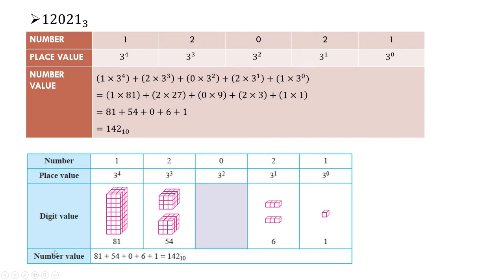And the number value is we add all these digit values: 81 plus 54 plus 0 plus 6 plus 1, and then we get the answer 142 base 10. Okay, the final answer is always in base 10. I repeat it again, the final answer is always in base 10.